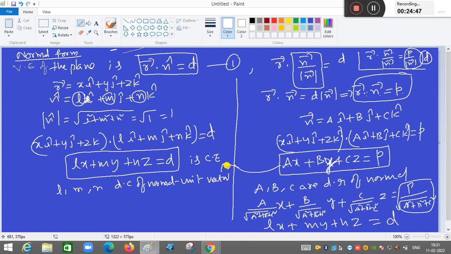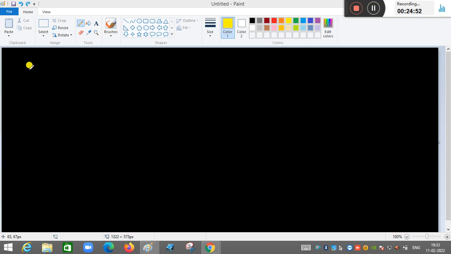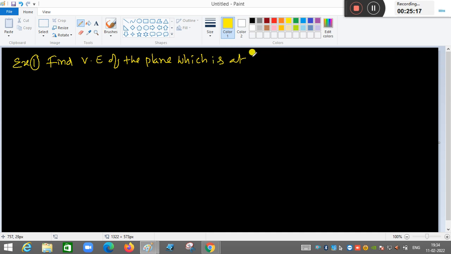Okay, this is enough, right? Okay, write down. Example. First example. Find the vector equation of the plane which is at a distance of 6 by root of 29.